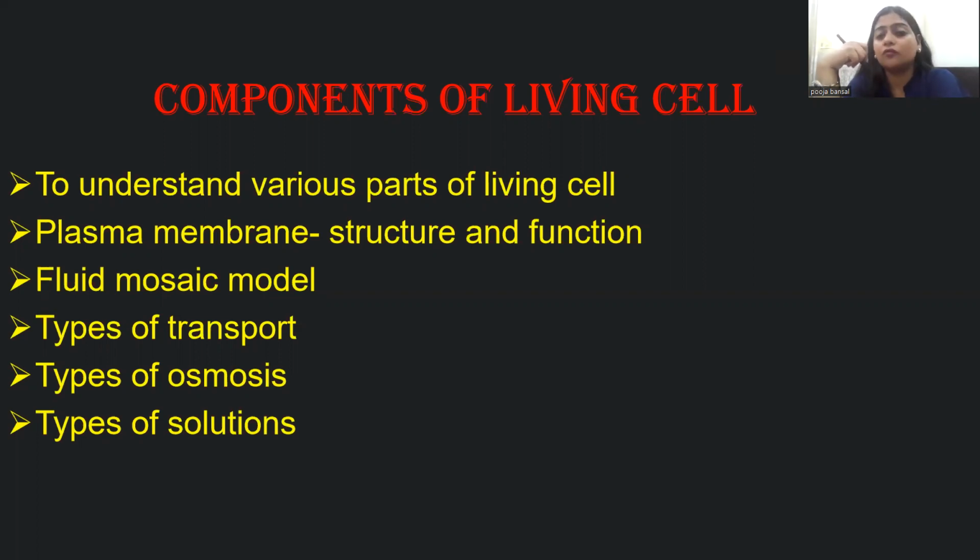So we will understand various parts of living cell today, and specifically we will talk about plasma membrane in that. We will study about the structure of plasma membrane, then the most accepted model of the plasma membrane, that is fluid mosaic model. Then we will talk about various functions of plasma membrane, then what kind of transport happens across the plasma membrane, then what type of osmosis occur or what types of solutions are there. So we will be discussing one by one all of these points in our class today.